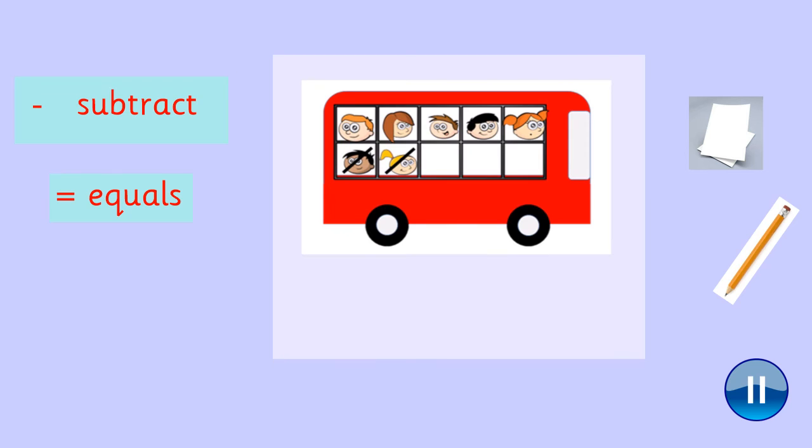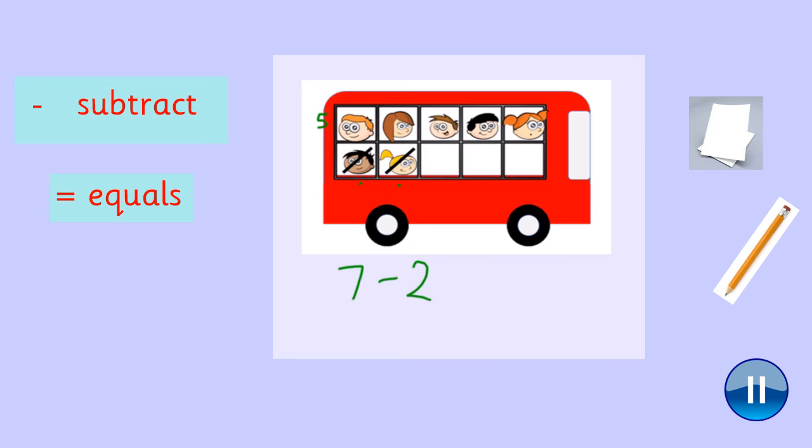Let's see how you got on. Did you remember to count all the people on the bus first to see how many you had to start with? You did? Well done. So there are 5 on the top line and 1, 2 more, 5, 6, 7. So you should have written 7, and remember we're subtracting, so you should have written a subtract. 7 subtract. How many have been taken away? How many have been subtracted or crossed out? Yeah, 2. So you should have written 2.